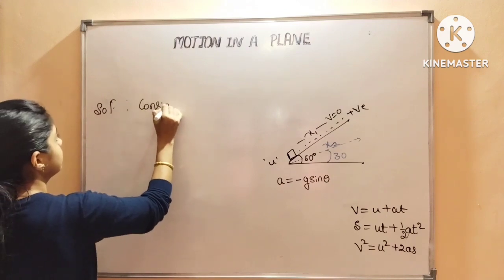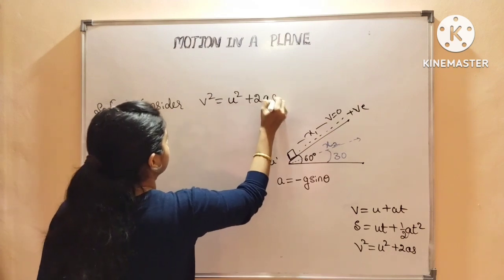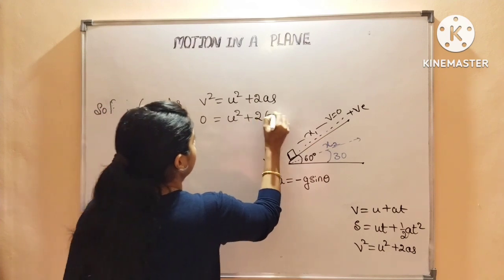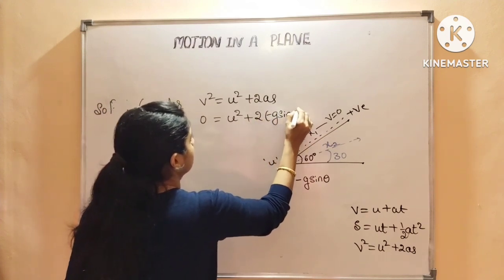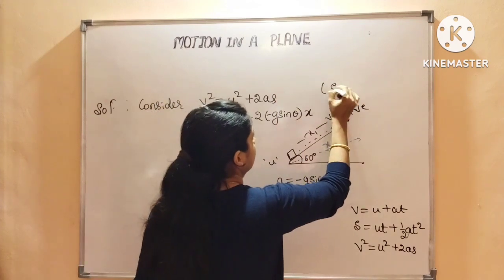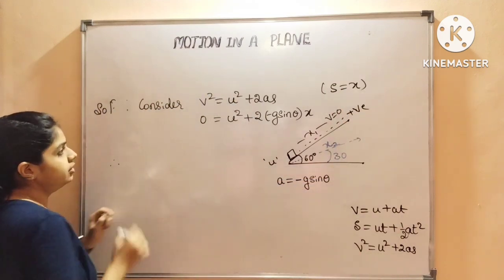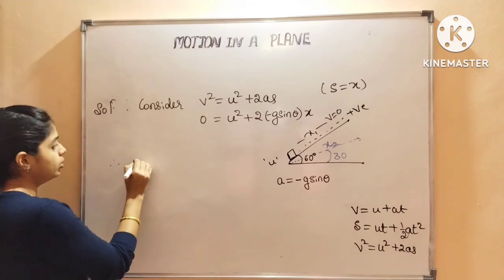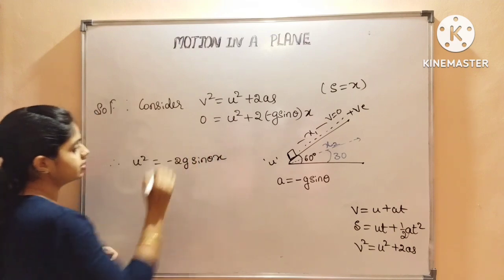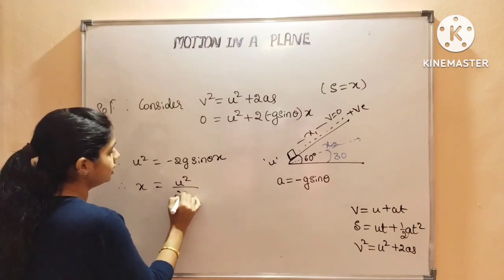Consider the equation v square equal to u square plus 2as, where final velocity is 0, initial velocity is u, a is minus g sin theta, into s. Let the distance be x, where s equal to x. Okay. Therefore, let me write it here. 0 equal to u square minus 2g sin theta into distance. Therefore, distance x equal to u square by 2g sin theta.